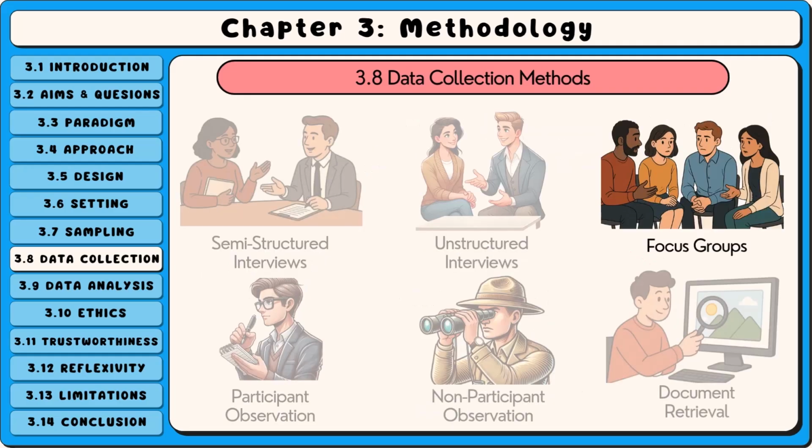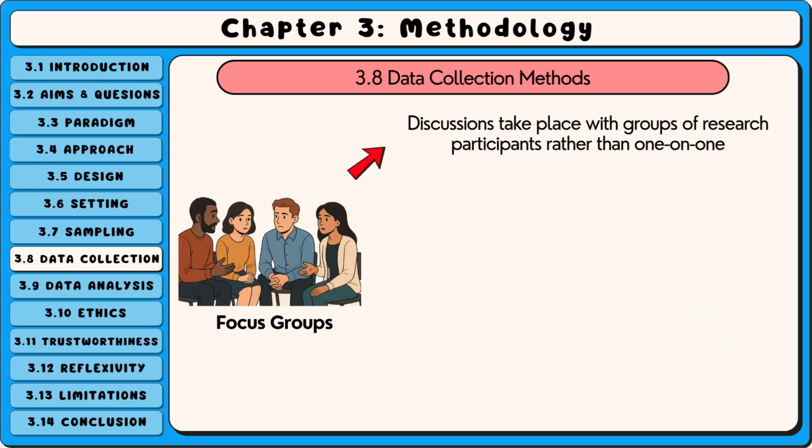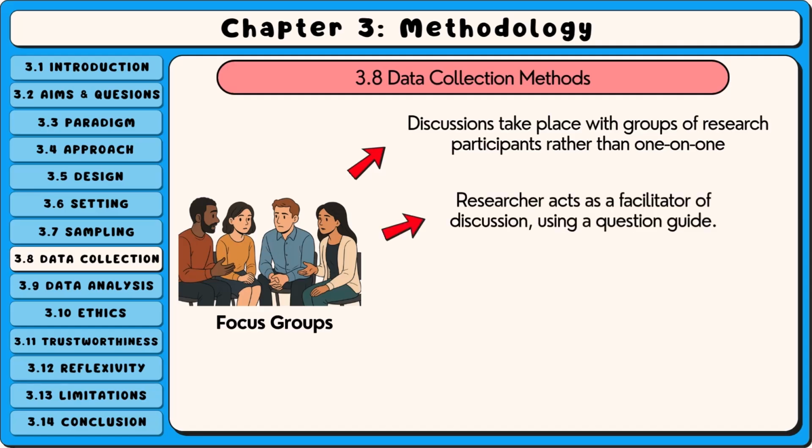Next is focus groups. This is where discussions take place among groups of research participants, often involving between 6 and 8 people. Here, the researcher acts as a facilitator of a discussion, using a question guide but allowing the group to have conversations with one another based upon the questions presented.